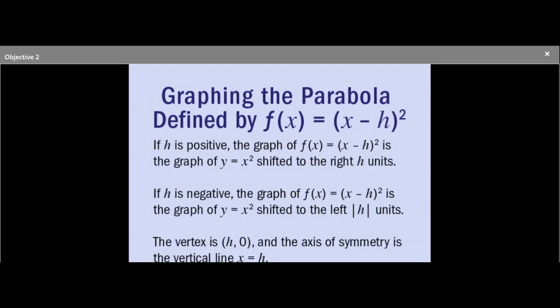If h is positive, the graph of f of x equals (x minus h) squared is the graph of y equals x squared shifted to the right h units. If h is negative, the graph of f of x equals (x minus h) squared is the graph of y equals x squared shifted to the left the absolute value of h units. Now you'll see this will follow naturally. The vertex is (h, 0), and the axis of symmetry is the vertical line x equals h.